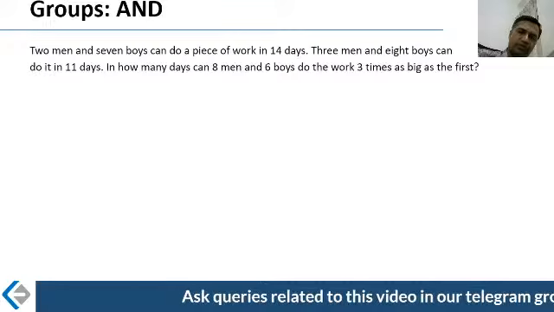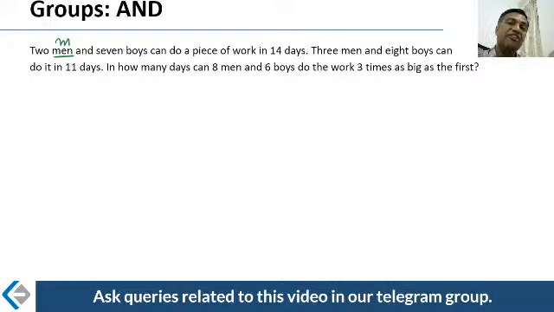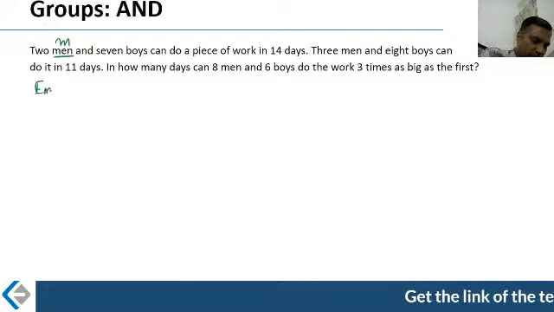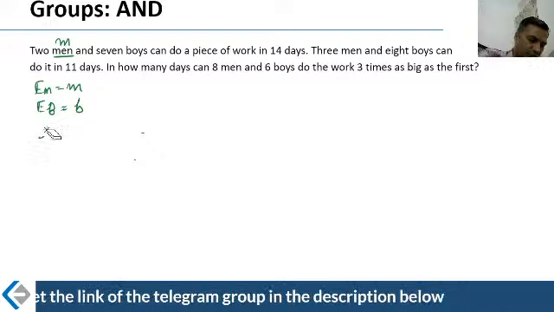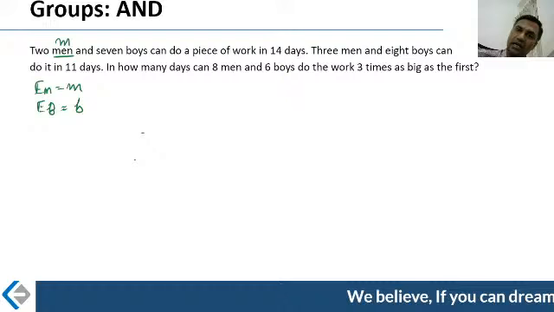2 men and 7 boys can do a piece of work in 14 days. Now see how you write this. Let the efficiency of each man be m. M is not the number of men. Let the efficiency of each boy be b. That's the efficiency, guys, not the number. The number is already given to me, so there is no problem.